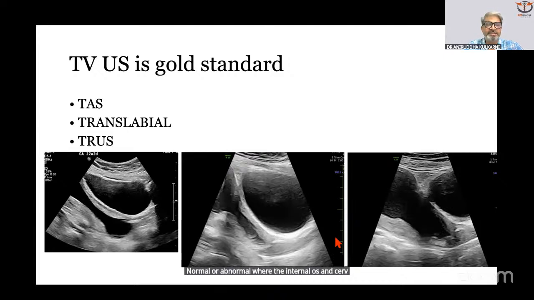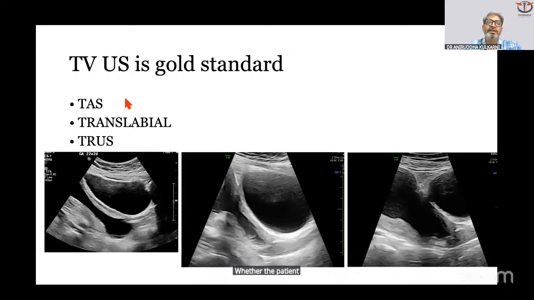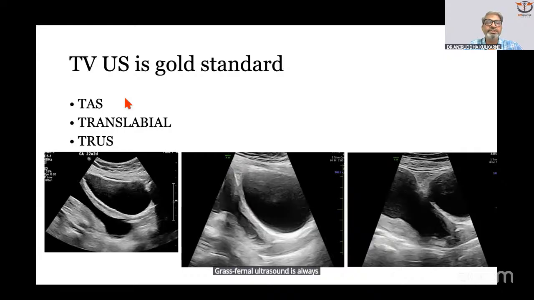So, transvaginal ultrasound is always the gold standard, whether the patient is having bleeding PV, whether the patient is having inevitable miscarriage, whether the patient is having placenta previa. Transvaginal ultrasound is always and always the gold standard. Never ever miss out on transvaginal ultrasound just because the patient is not allowing.